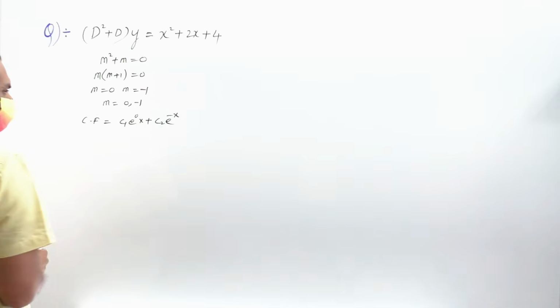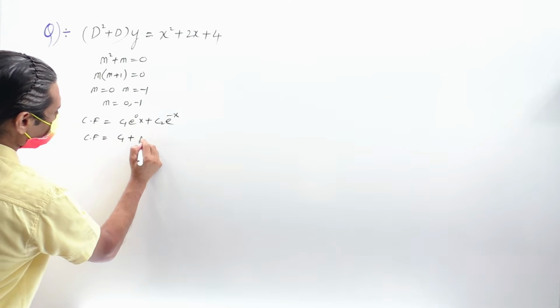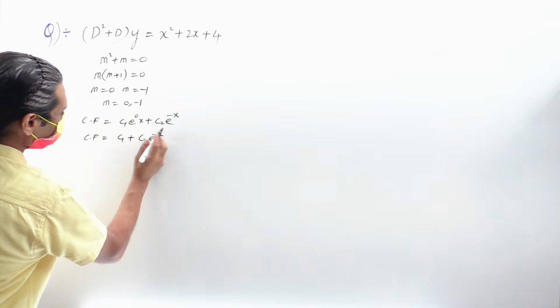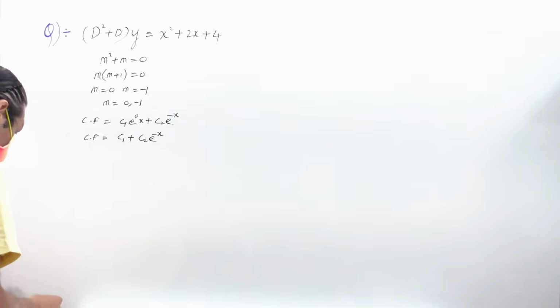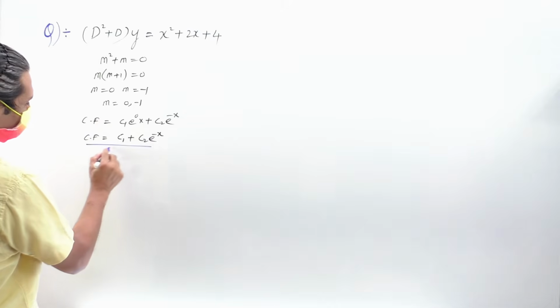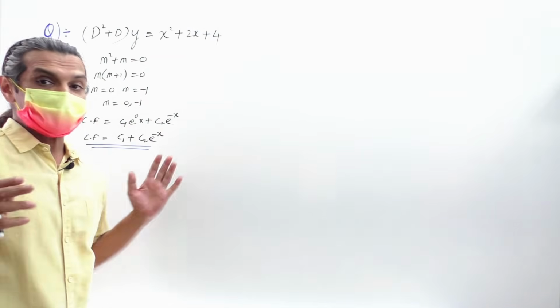Am I right? Fine. Or the CF is C1 plus C2 e raised to minus x. That's it. Okay, so underline this. We have found the CF. Now, the next part is the particular integral.